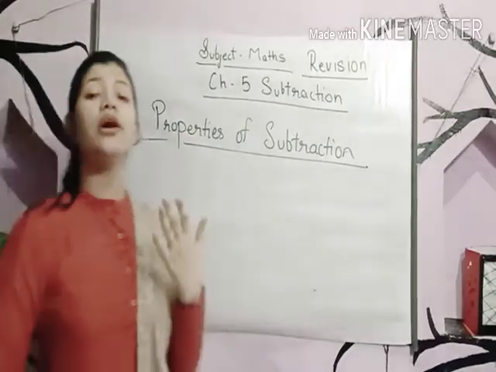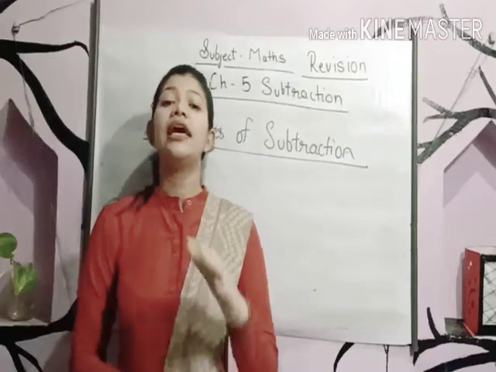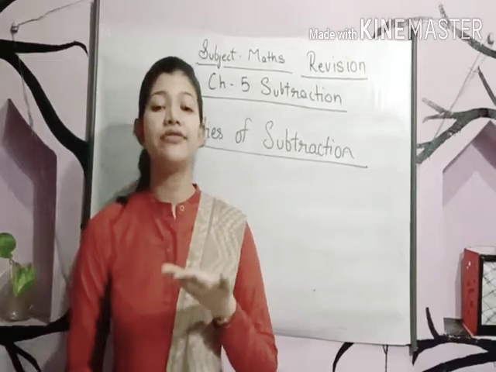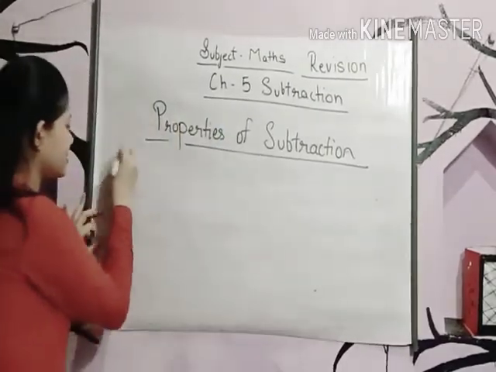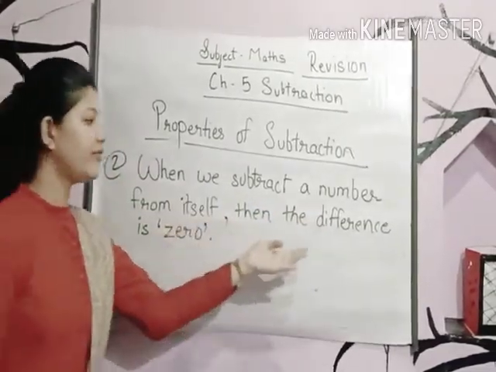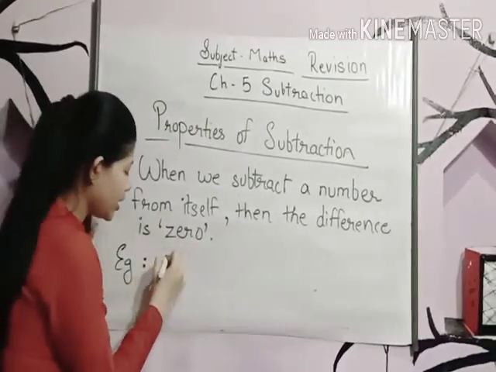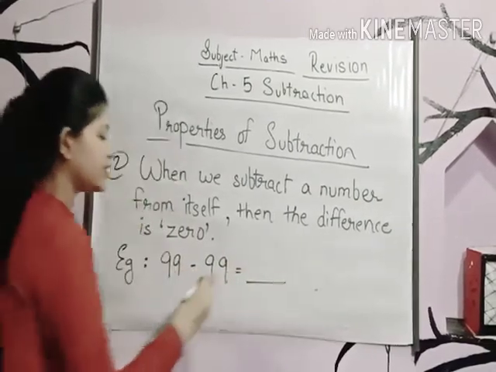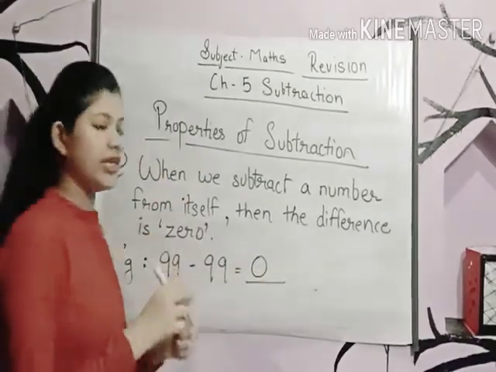Now let's come to another property, that is whenever we subtract a number from the number itself, the difference which we will get will be 0. Clear? What I am saying is, when we subtract a number from itself, the difference is 0. It means if I take a number 99 minus 99, then the answer will be 0. Yes. How? Let's have one example.